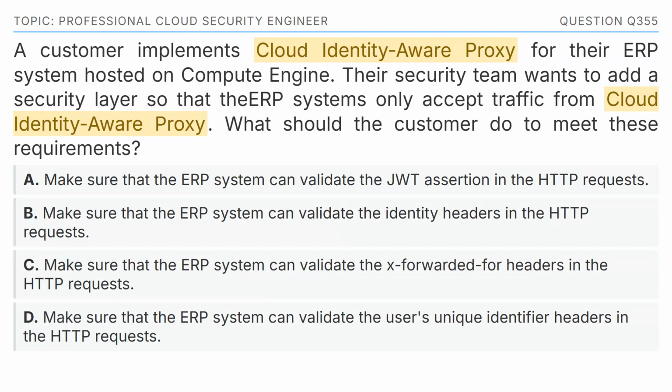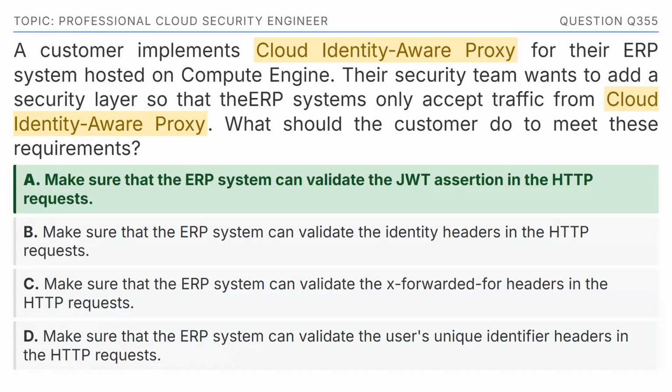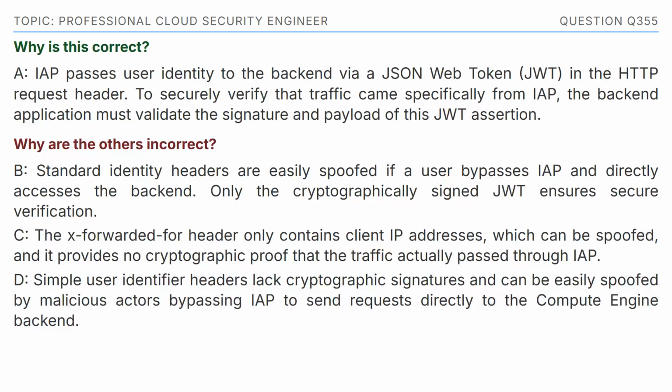To arrive at the correct answer, we focus on the keywords Cloud Identity Aware Proxy, only accept traffic from Cloud Identity Aware Proxy. The correct answer is Option A, make sure that the ERP system can validate the JWT assertion in the HTTP requests. Why is this correct? A. IAP passes user identity to the backend via a JSON Web Token, JWT, in the HTTP request header. To securely verify that traffic came specifically from IAP, the backend application must validate the signature and payload of this JWT assertion. Why are the others incorrect?